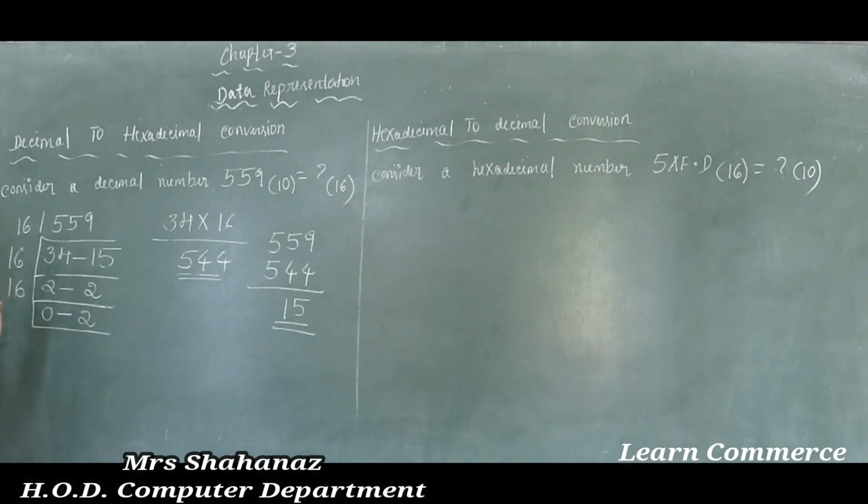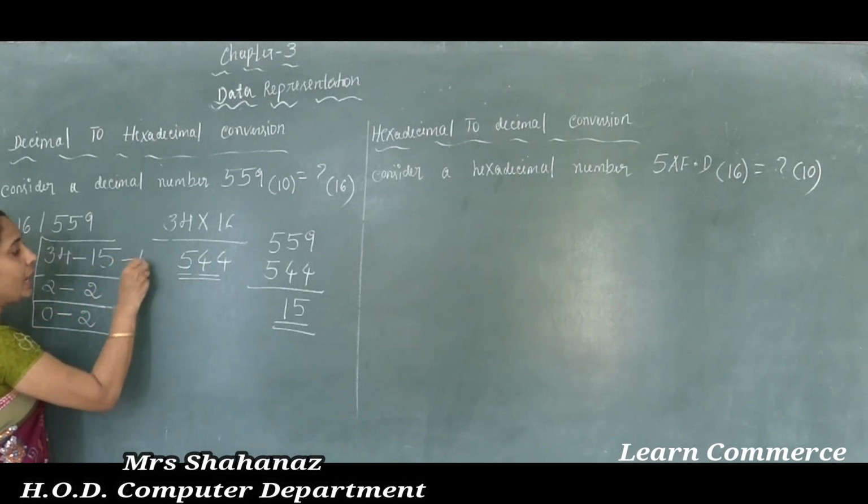Step 1, divide the given decimal number by 16, and step 2, note the quotient and the remainder. Step 3, repeat step 1 and step 2 until the quotient value becomes 0, and the first remainder is called the LSB.